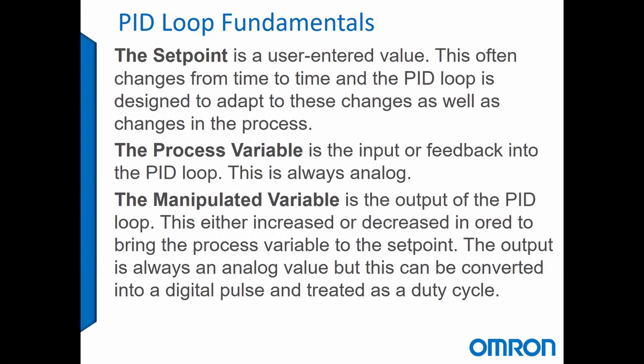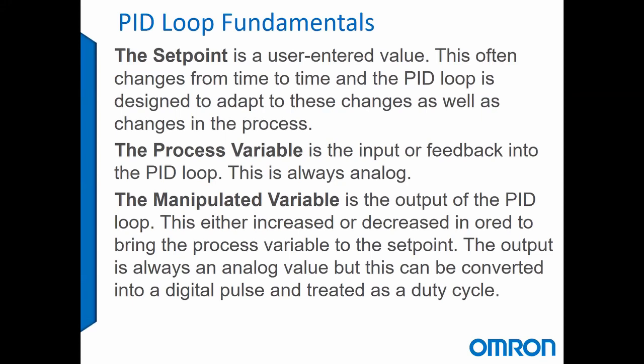So the set point itself is something that the user enters, possibly from an HMI. It could be from a panel-mounted potentiometer. It could be hard-coded, and the user has nothing to do with it. But this will change from time to time along with the changes in the process. So the PID loops are constantly recalculating, reevaluating, and adjusting to changes in either the set point or the process itself.